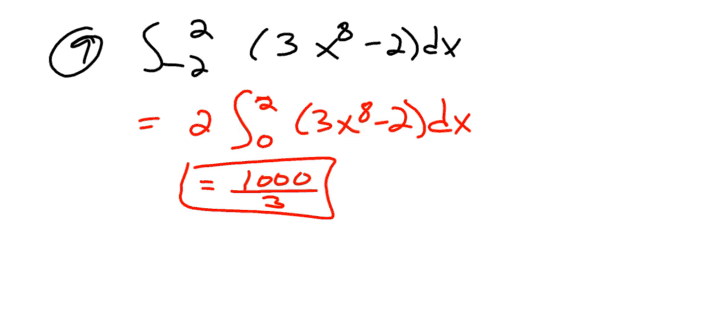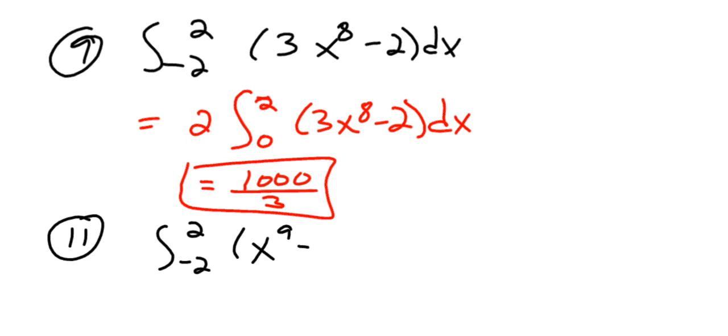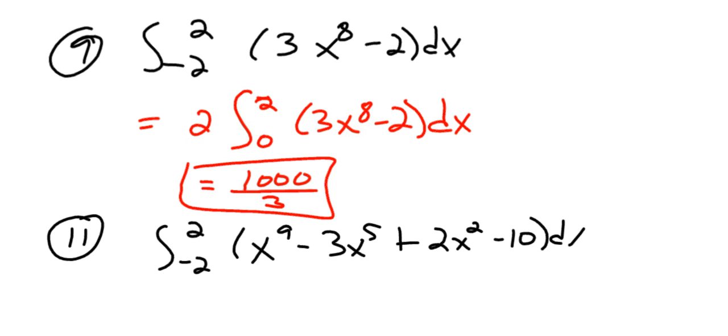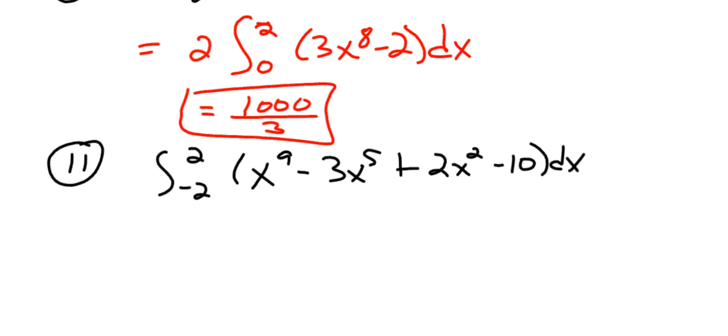Let's do 11. In this case, the integral is from negative 2 to 2 of x to the 9th minus 3x to the 5th plus 2x squared minus 10 dx. Because I have a mix of odd and even exponents and a constant, I know right off the bat this is neither odd nor even. If that's the case, I could just evaluate, but there might be a situation where I can break this up by our sum principle, which I might find easier.